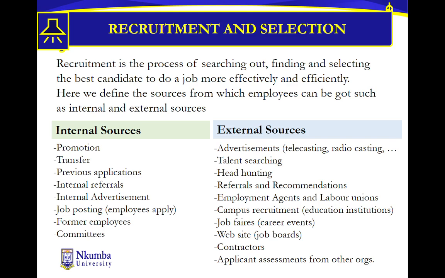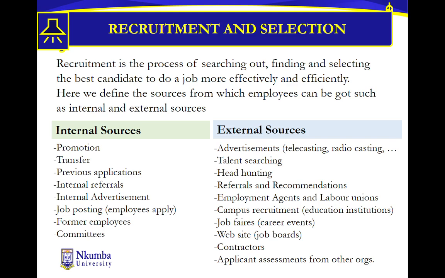When we look at external sources, they involve going externally to get possibilities of recruiting staff and getting them on board, so that they can be subjected to a screening and selection process. And this is done by advertising or telecasting, radio casting. You can post the advert on the website, on the social media platform, or any other way of accessing the public to come and actually apply. So then the other way is talent searching.